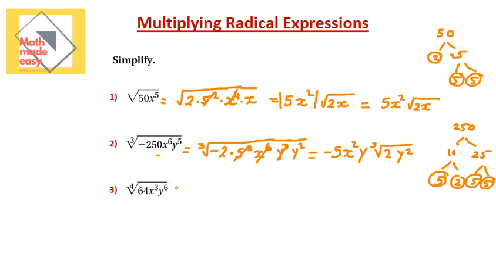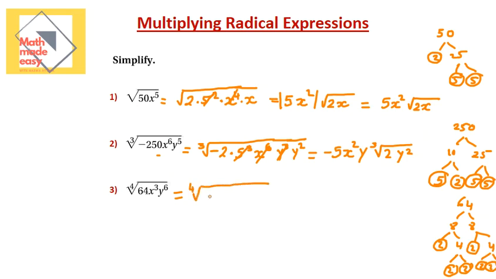One more question. I have the fourth root of 64 x cubed y to the power of 6. Well, 64 is 8 times 8, and 8 is 2 times 4. Only 2 is prime, and 4 is 2 times 2. Here also 8 is 2 times 4, 2 is prime, and 4 is 2 times 2. So how many 2's do I have? 1, 2, 3, 4, 5, 6. So this is going to be the fourth root of 2 to the power of 6, x cubed, and y to the power of 6.